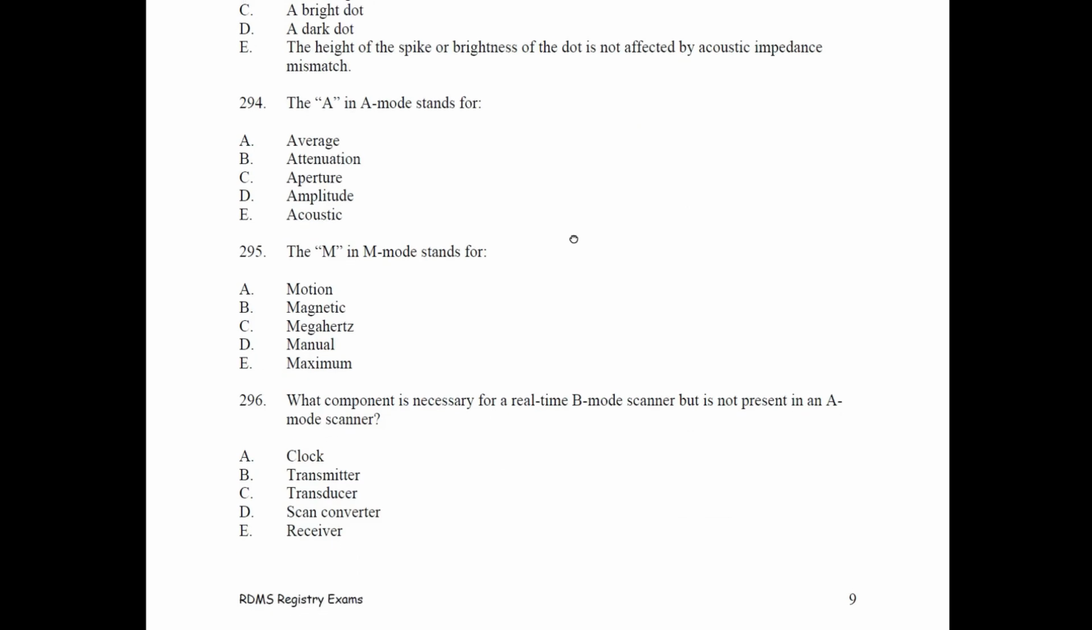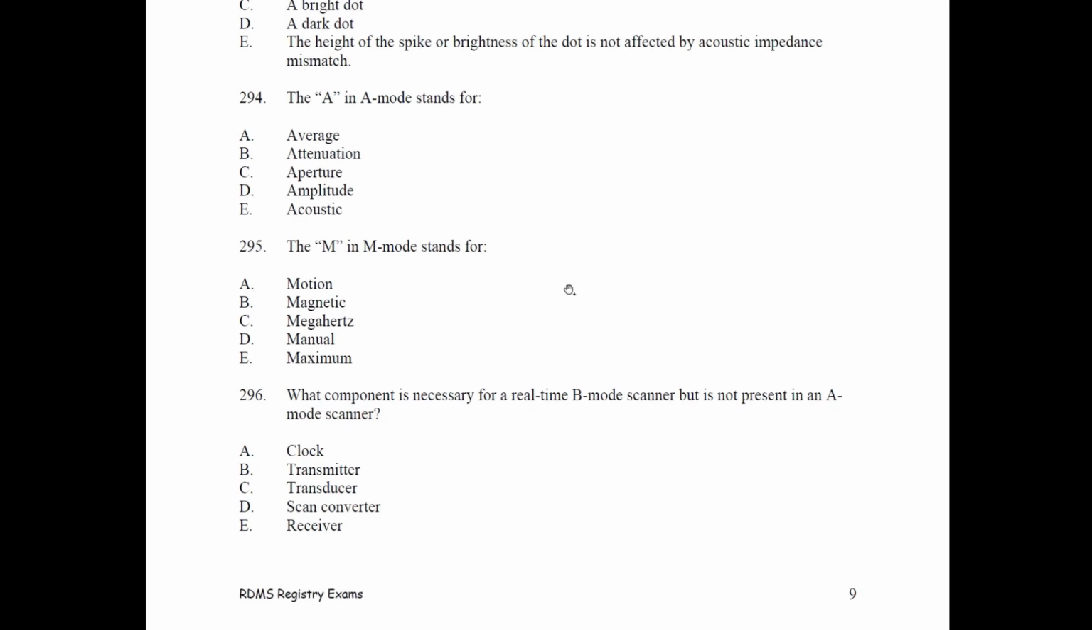The next questions, number 294 and 295, follow the same pattern. Let's go ahead and find the correct answers right away. In A mode, the A stands for amplitude, which corresponds to option D. In M mode, the M stands for motion, which corresponds to option A, so please remember that.